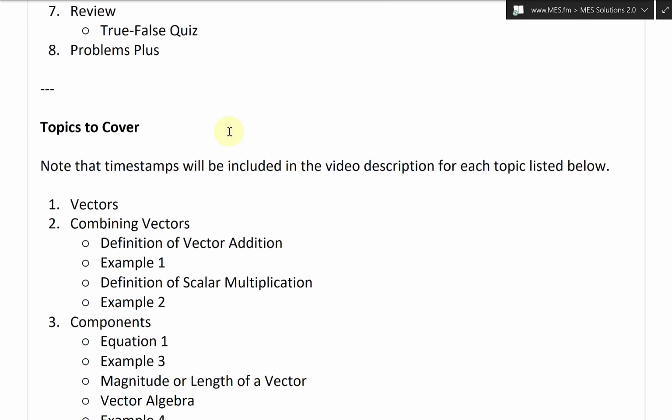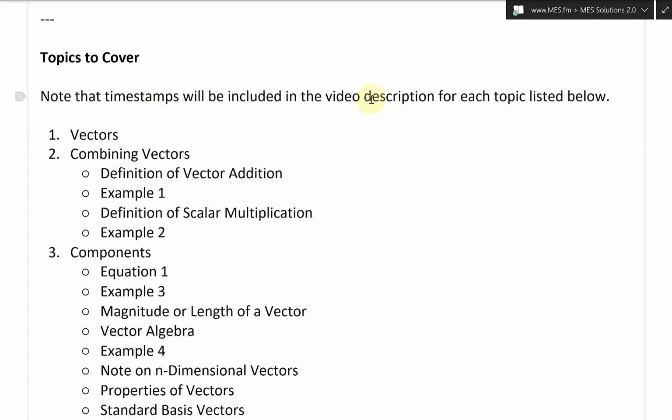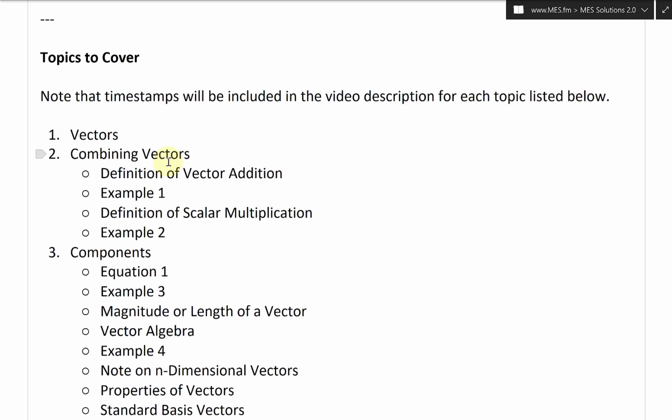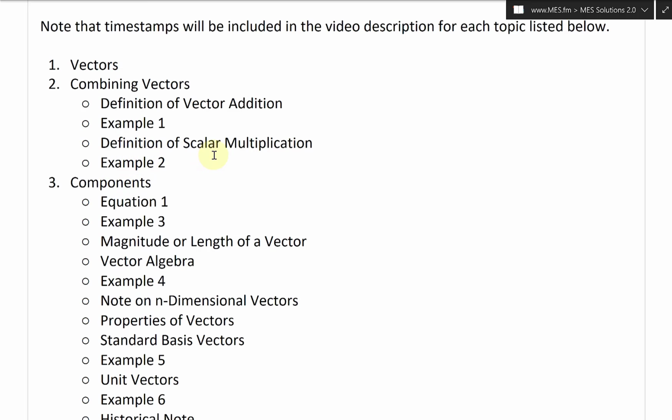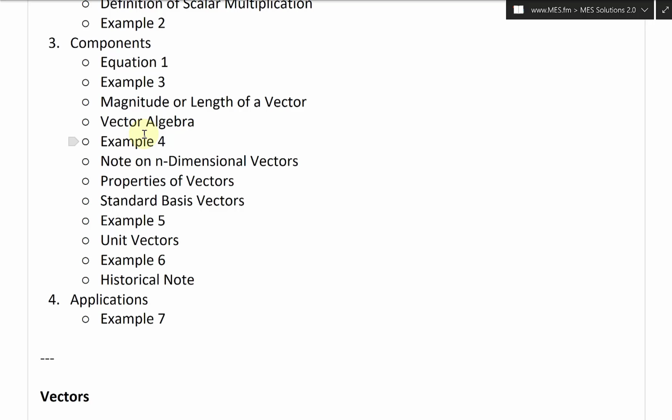All right, so let's jump right into the topics to cover. Again, note that timestamps will be included in the video description for each topic listed below. In this one we'll go over vectors, combining vectors, definition of vector addition, example 1, definition of scalar multiplication, go over example 2, and we'll look at components, equation 1, example 3, magnitude or length of a vector, vector algebra, and we'll look at example 4.